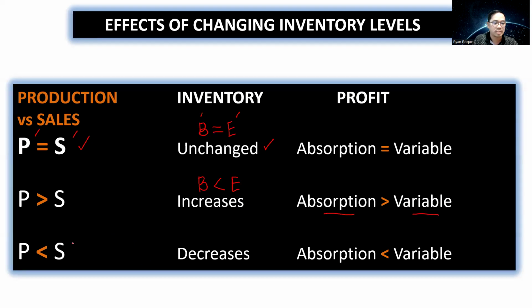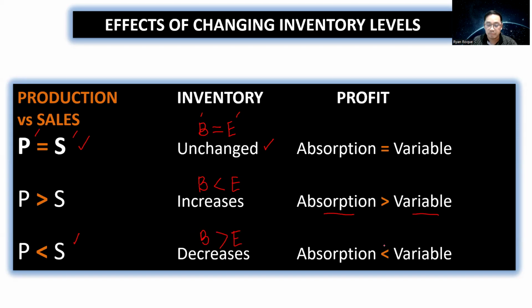And if your production is less than sales, meaning you were able to sell more units than you produced, therefore the inventory will decrease. And when you compare the beginning and the ending inventory, so the beginning would be greater than the ending inventory.